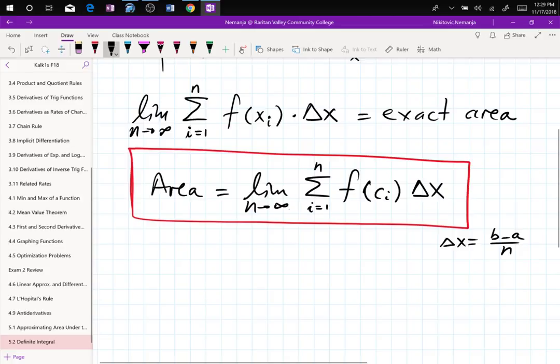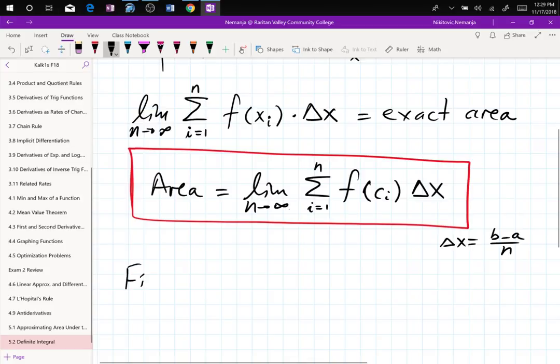Now, to just tie in another thing over here, a and b are given to you. That's the interval on which you want to find the area. But the number n, number of rectangles, because n goes to infinity, you are dividing by infinity. So you see how the length of delta x is going to 0. And that's crucial for this to work, because the thinner the rectangles are, the less error there is. Well, if they're infinitely thin, then there is no error because they're infinitely thin.